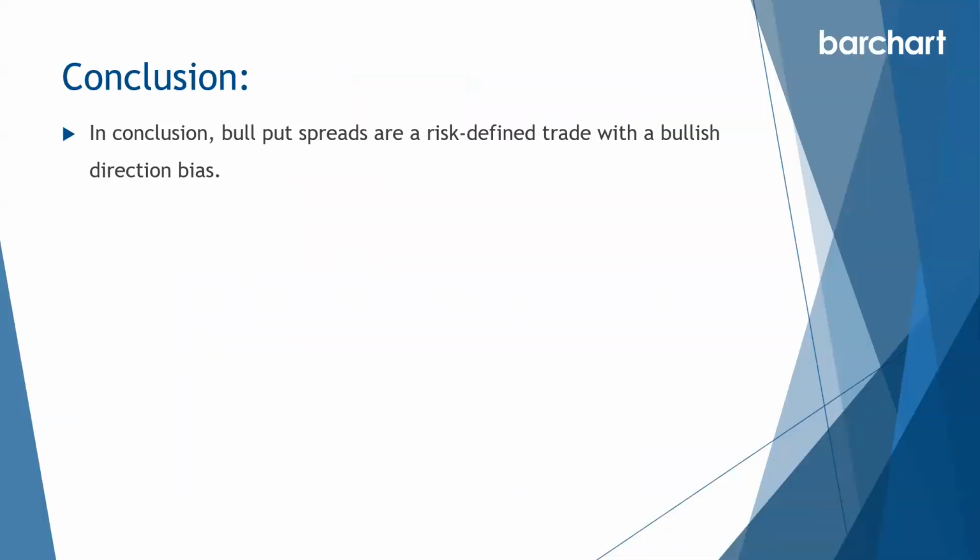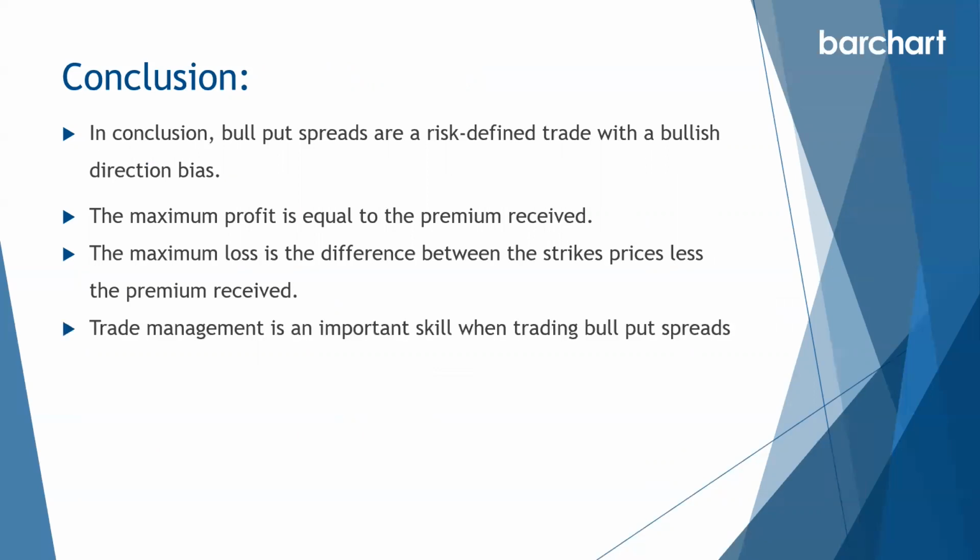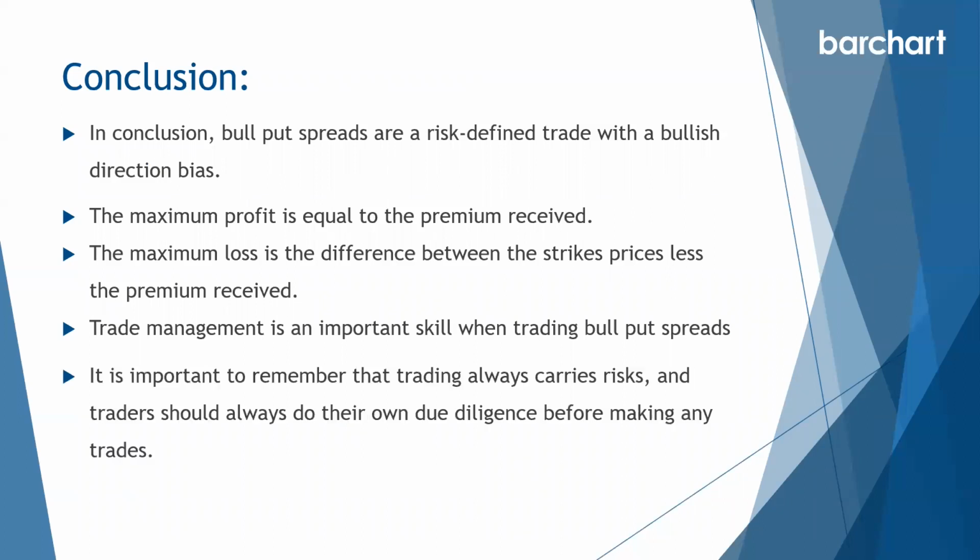In conclusion, bull put spreads are a risk-defined trade with a bullish directional bias. The maximum profit is equal to the premium received. The maximum loss is the difference between the strike prices less the premium received. Trade management is an important skill when trading bull put spreads. And as always, it's important to remember that trading always carries risks, and traders should always do their own due diligence before making any trades.